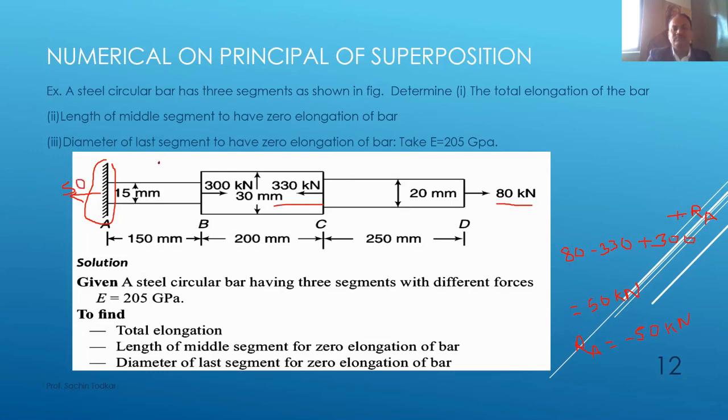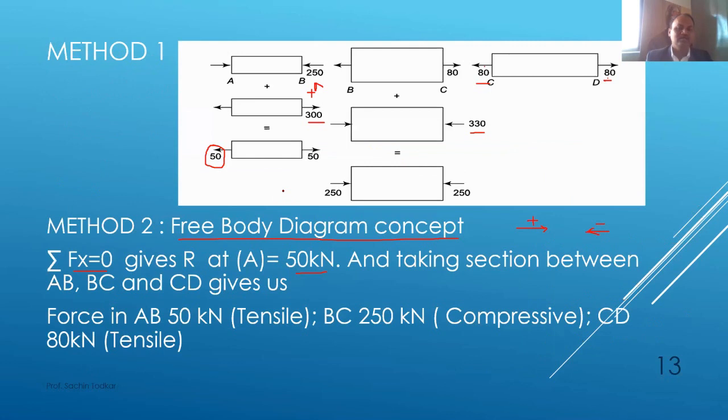And I'll take a section here, 50 in this direction. Taking the cumulative of this, we'll get 50 in this direction. For BC, I'll take a section here. It is equal to 50 minus 300, so minus 250 here. In this direction also, 330 minus 80, so it will become minus 250. And if I take the section here, then again I'll get 80 kilonewton in this direction and 80 kilonewton in this direction. So both methods are okay.